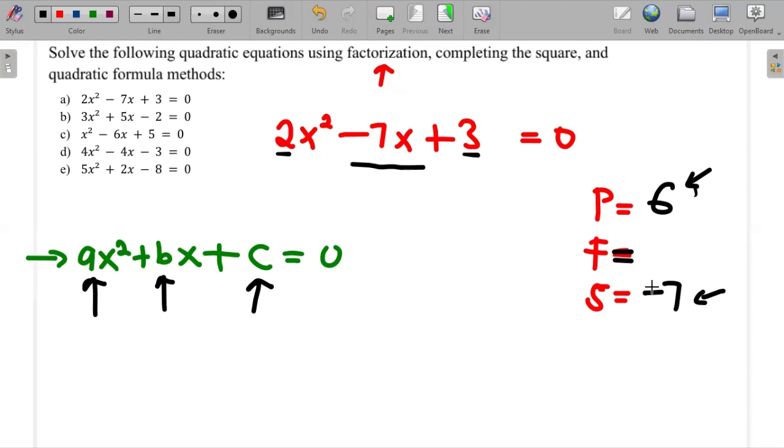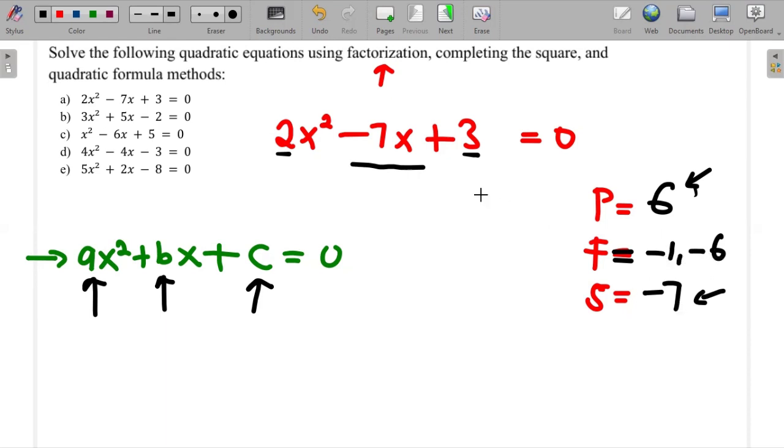It's negative 6 and negative 1. Yes. So here we put -1 and -6. You see, if I multiply -1 and -6, I'm getting a positive 6. Nice. If I add -1 and -6, I get -7.